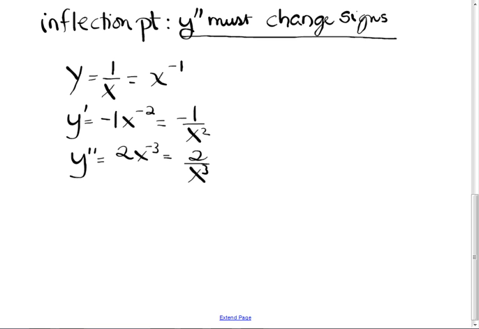Where would possibly an inflection point be? At x equals 0, because the second derivative is undefined. Remember inflection points, candidates, I want to make sure you know this, because some of you said that if the second derivative was undefined, it couldn't be an inflection point. Not true. So y double prime equals 0 or y double prime is undefined.